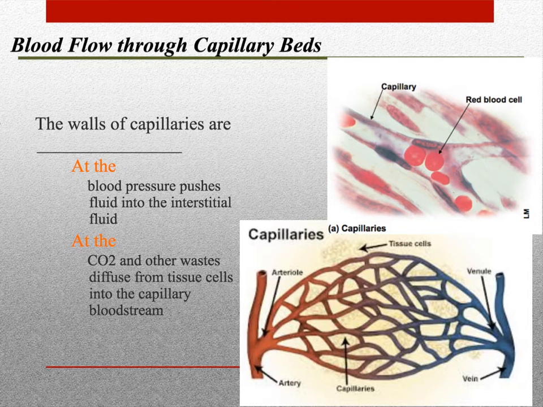So at the walls of the capillaries, a couple things happen. Your blood pressure pushes fluid into the interstitial fluid, which is fluid outside the vessels. And then you also have carbon dioxide and other wastes moving from tissues into the capillary bloodstream. Okay, so it's a way for us to process wastes, a way for carbon dioxide to get out and things like that.